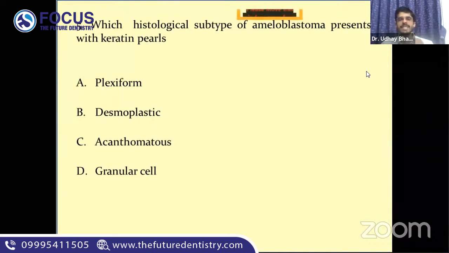Another thing which can be asked is which histological subtype can present with a hyalinized connective tissue. Hyalinized means the connective tissue is so mature that it acquires a glassy histological appearance. So it looks like glass, much more uniform. This is called desmoplastic type of ameloblastoma. Okay, hope this is clear to you.